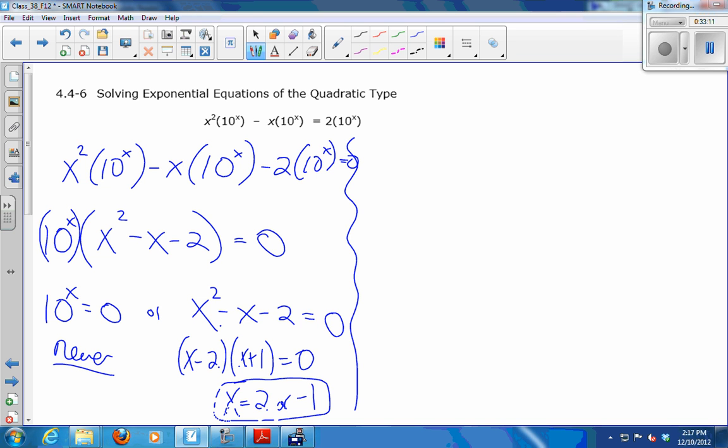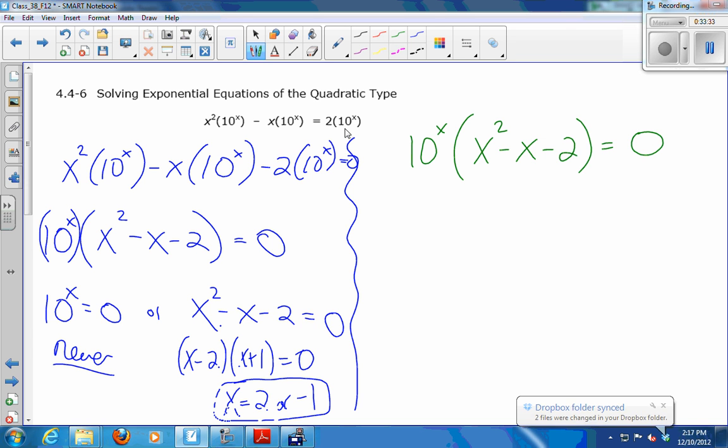No, you were not. So the question was, was she cheating if she just divided out the 10 to the x? So if I have 10 to the x times x squared minus x minus 2 equals 0, is this the point where you divided? Okay, so she thought to herself, I'd love it if that 10 to the x just wasn't there, right? I will divide both sides by it.